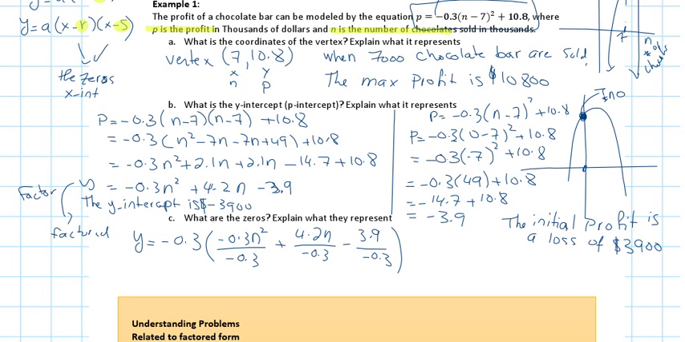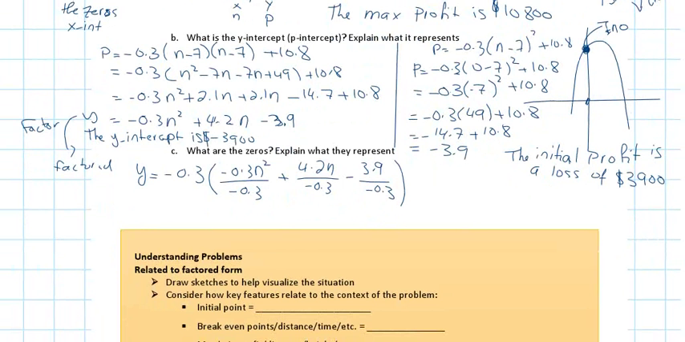Now let's see, if I divide 4.2 by negative 0.3, I get a whole number. And I need to get whole numbers, otherwise I can't factor. If I divide 4.2 by negative 0.3, I'm going to get negative 14n. And if I divide 3.9 by 0.3, I'm going to get 13. And that's a positive because negative over negative is positive.